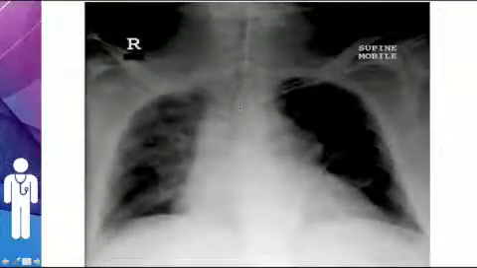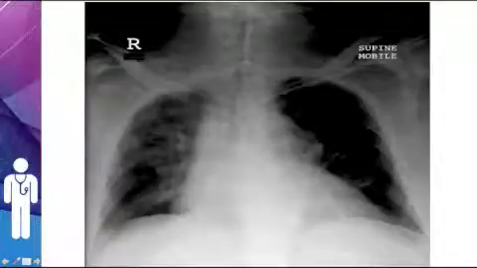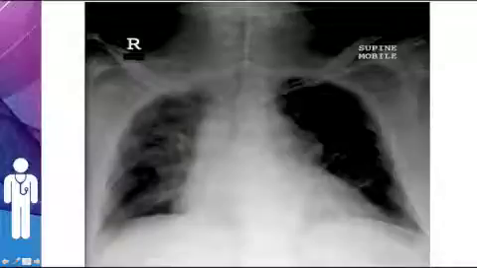Another example, an intubated patient with various lines. There's a gastric tube coming down here, a Swan-Ganz catheter in the pulmonary artery, as well as a central line coming down here.